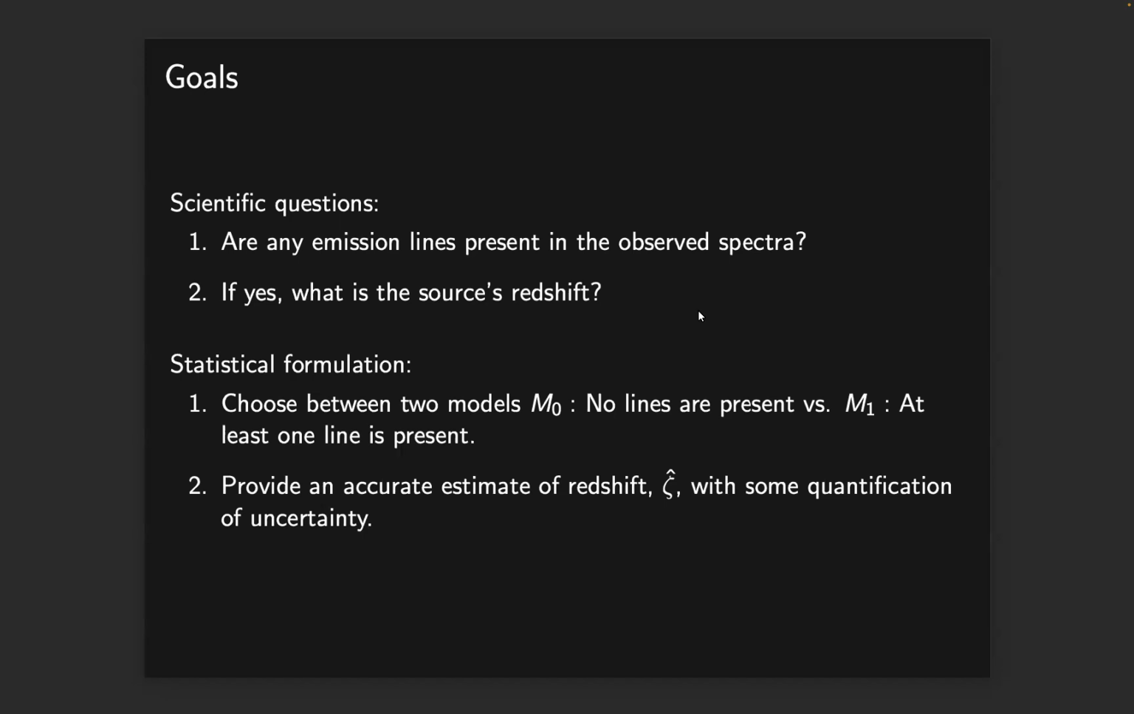So in statistical jargon, we're doing a model comparison. We're looking for either the model being there's no lines present or at least one line is present. And then given that there are lines present, we would like to provide an accurate estimate of redshift with some quantification of uncertainty.